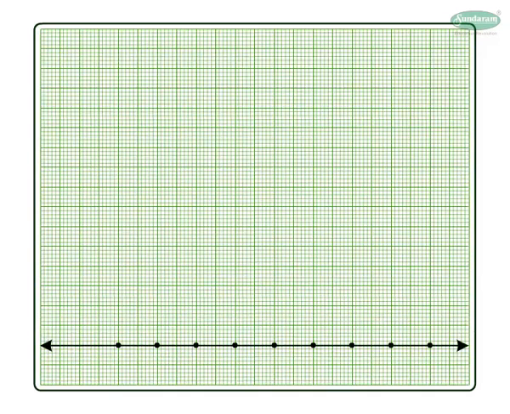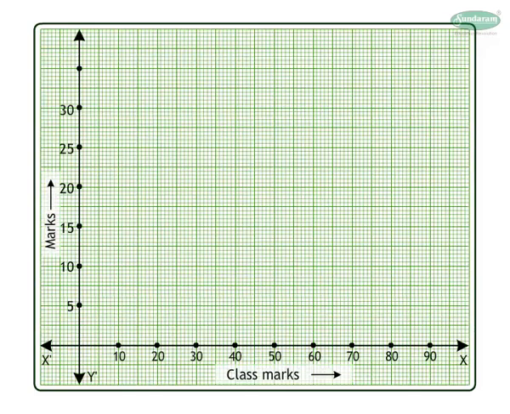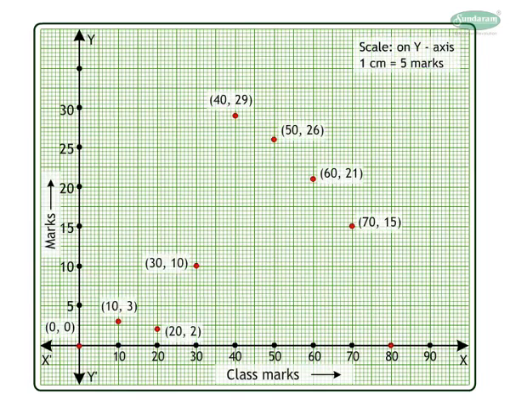Draw x and y axis on graph paper. Plot class mark on x-axis and frequency on y-axis. Take scale as 1 centimeter is equal to 5. Plot points. Write coordinates of points on the graph. Join serially the points to complete the polygon.